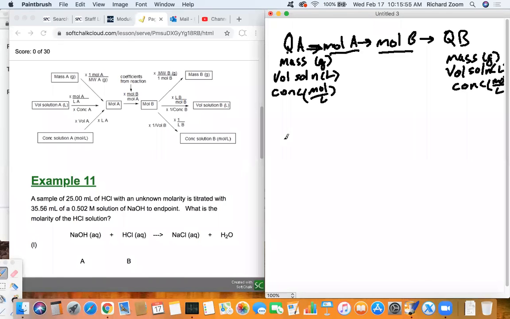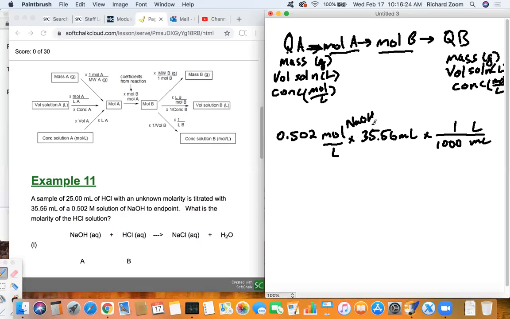So what I'll do is I will multiply. You're seeing the same pattern again, 0.5302 moles per liter times the volume, which is 35.56 mL. And we need to do a conversion here. So liters will be on top, milliliters will be on the bottom, 1 liter, 1,000 mL. This allows us to get to moles of NaOH, what we're looking for first.